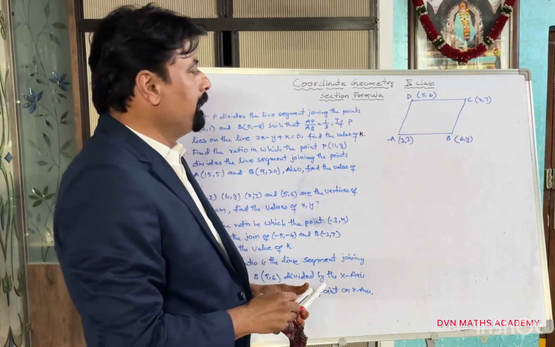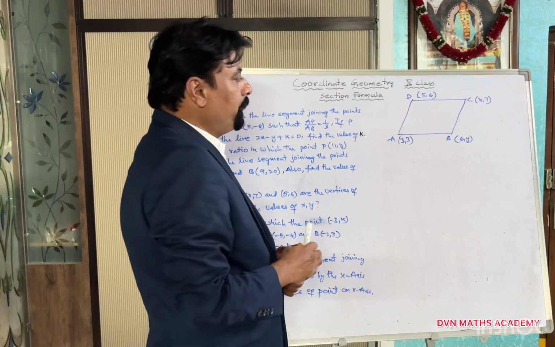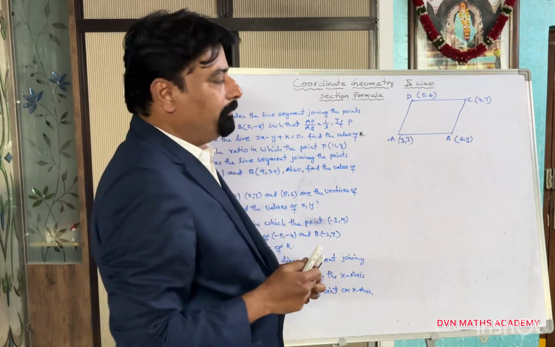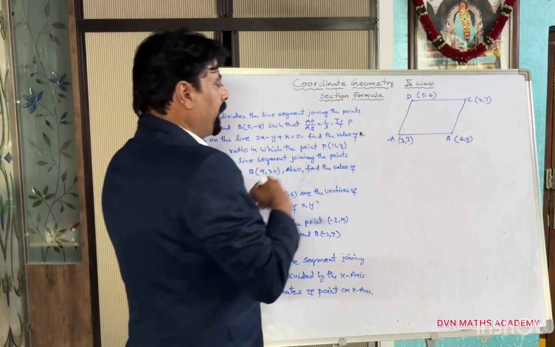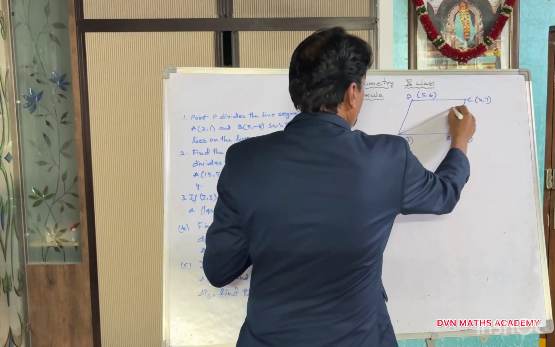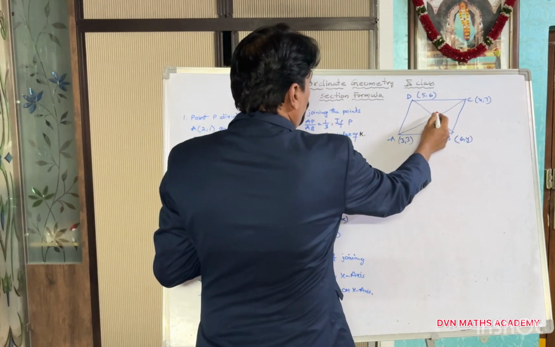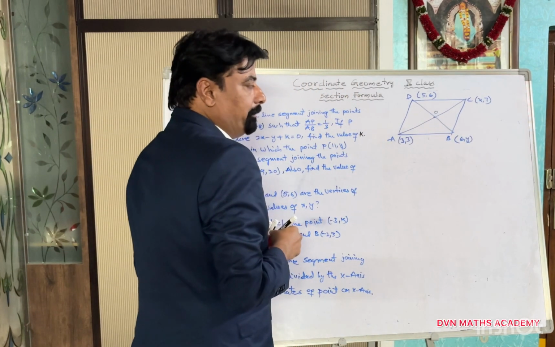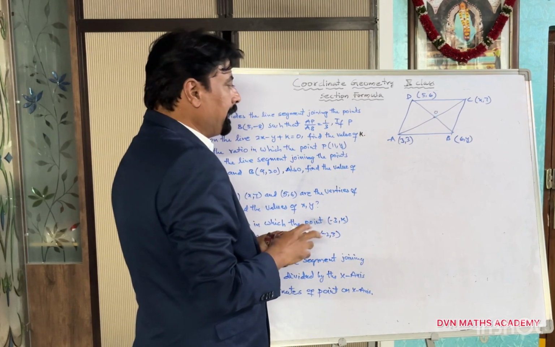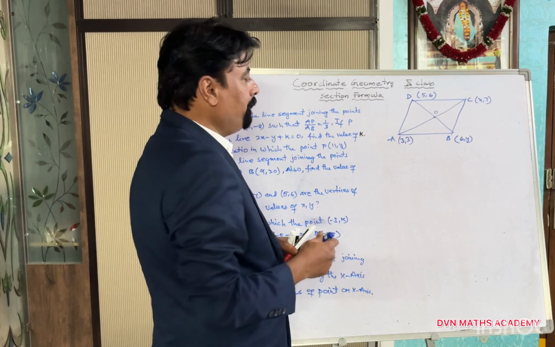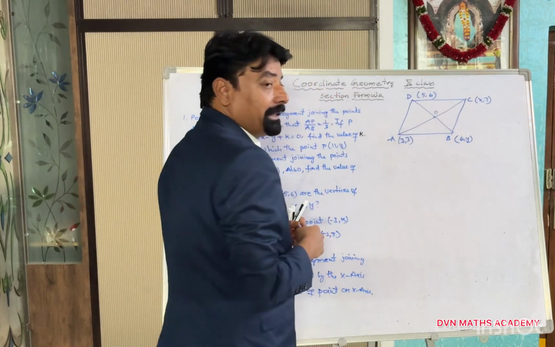This is asked so many times in exams. But if you know the properties of a parallelogram, it is easy to solve the question. So here, if I join the diagonals of parallelogram ABCD, they will meet at a point O. According to the properties of a parallelogram, the diagonals bisect each other. AC is one diagonal and DB is the other diagonal. They will bisect each other.